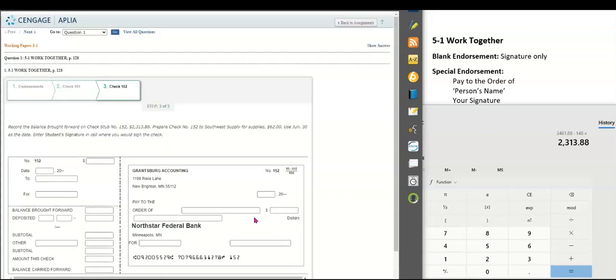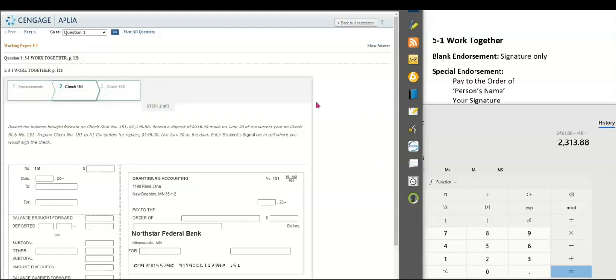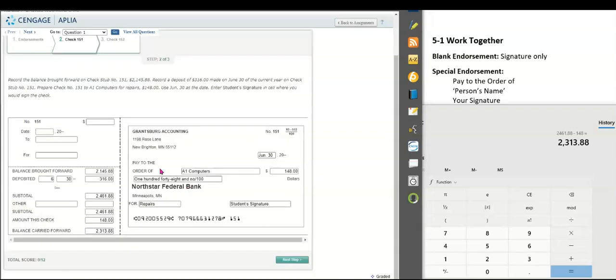So you go to the next step, and it says record the balance brought forward on check stub number 152. This is 152 now. Oh, you know what? I forgot to fill out the top part of our check stub. So I came back to this page, and right here in this top portion, you just copy what information is on your check. So our check number 151 was for the amount of 148. The date was June 30th. And we wrote the check to A1 Computers, and it was for repairs.